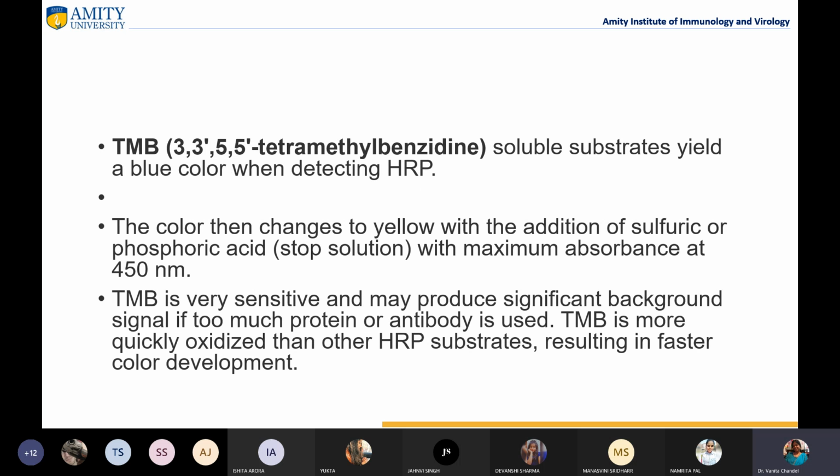So TMB, a soluble substrate, yields a blue color when detecting HRP. The color then changes to yellow with the addition of a sulfuric or a phosphoric acid. So at the end, what we do, we incubate. The last step is the detection step.